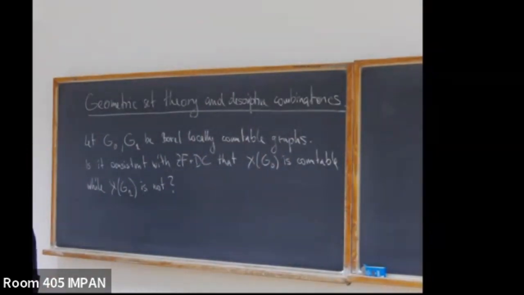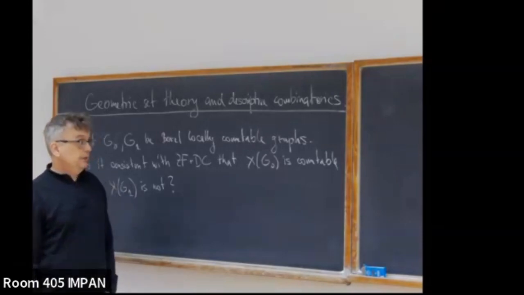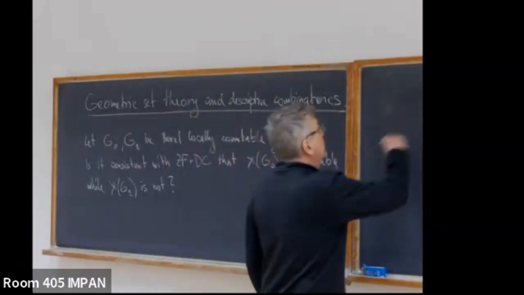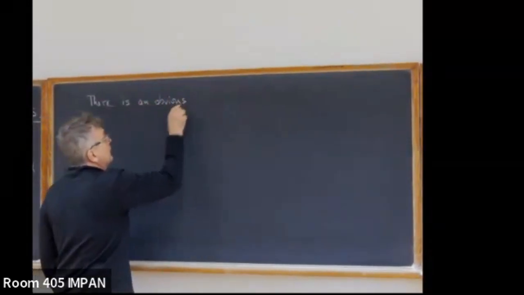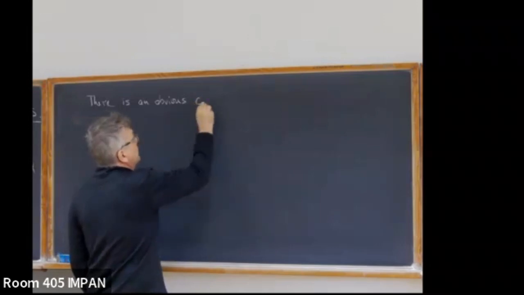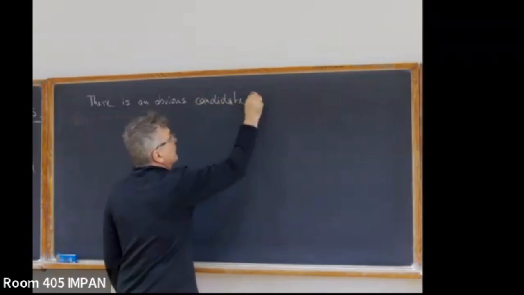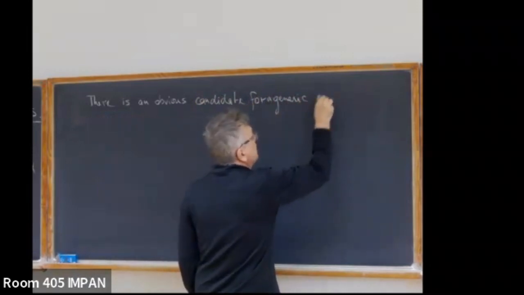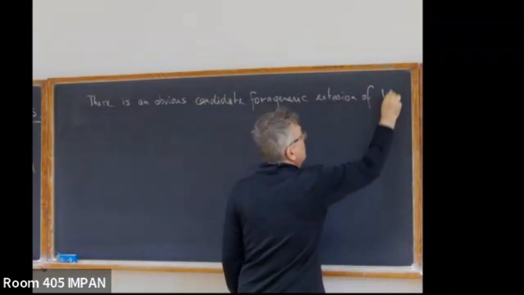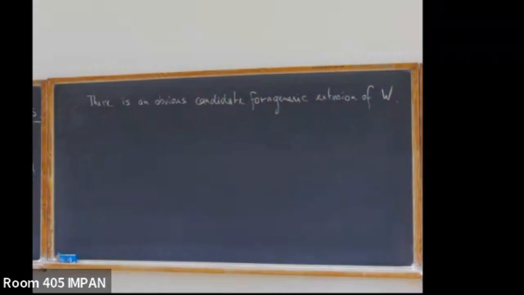Okay, so from the point of view of geometric set theory, the partial order which should be used is immediately at hand. There's an obvious candidate for the generic extension. This is, by the way, one good thing about geometric set theory, that it often hands you the partial orders on a silver plate.